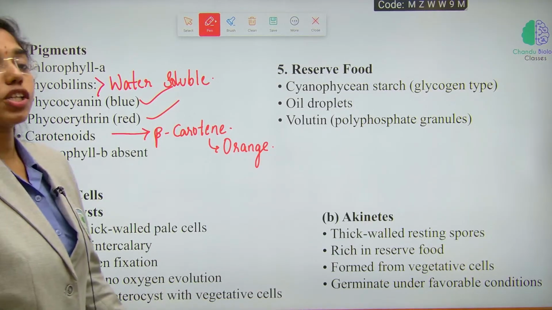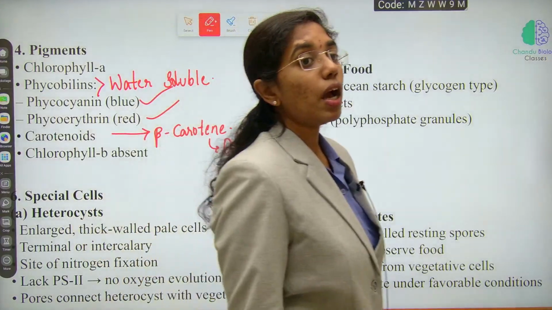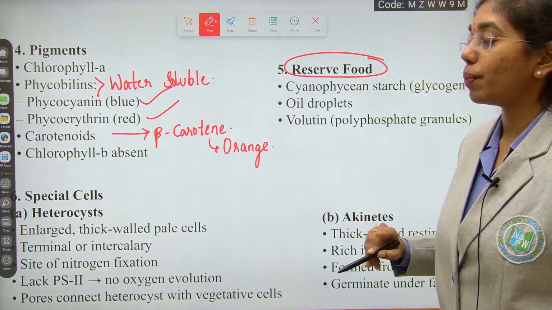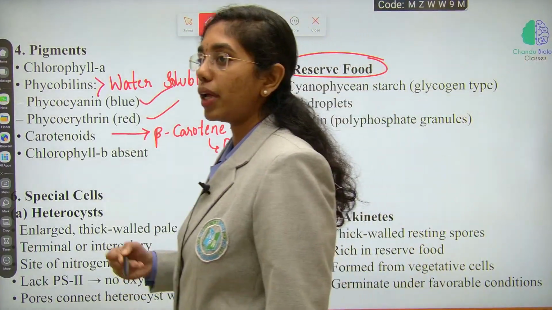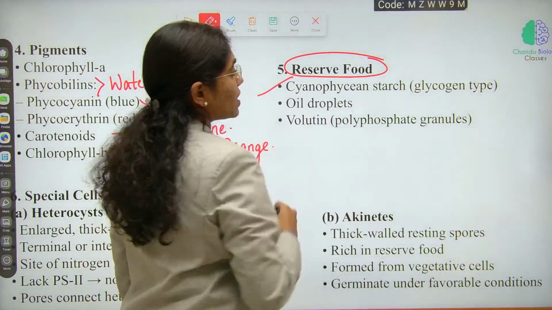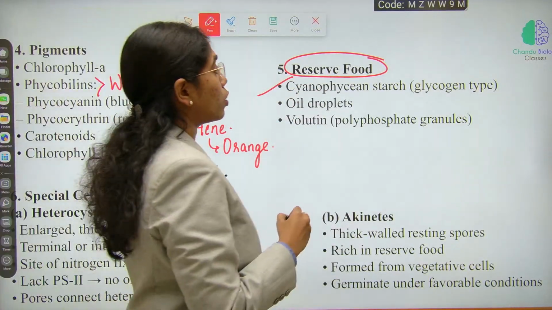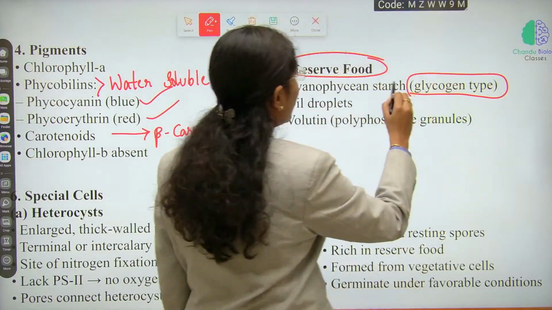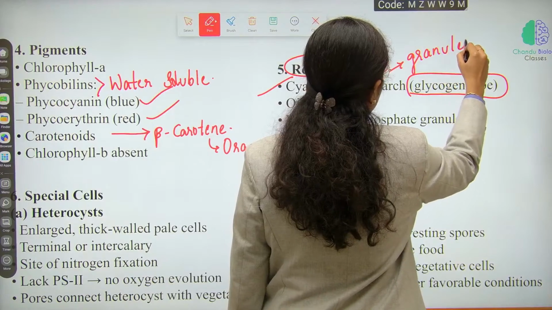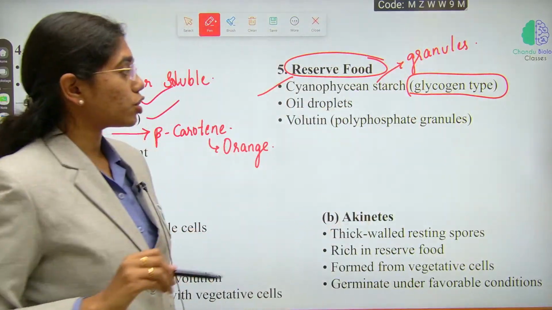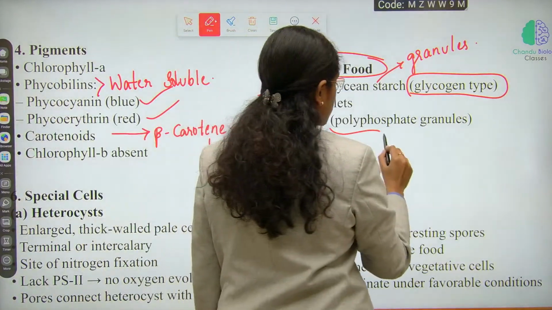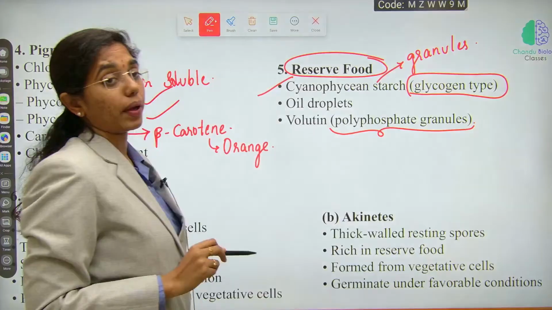There are some specialized cells that are also present, before which we will address reserve food material. What is the reserve food material present in blue green algae? It is usually cyanophycean starch, which is of glycogen type. Cyanophycean granules are present in the cytoplasm, along with oil droplets, and polyphosphate granules are present, which are very important.